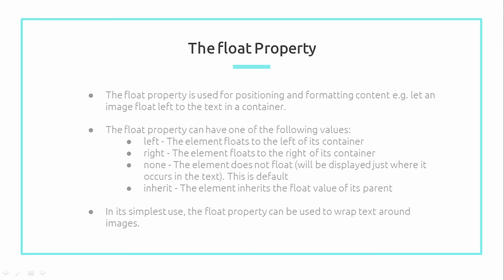The float property can have one of the following values: left, the element floats to the left of its container. Right, the element floats to the right of its container. None, the element does not float, will be displayed just where it occurs in the text. This is default. Inherit, the element inherits the float value of its parent. In its simplest use, the float property can be used to wrap text around images.